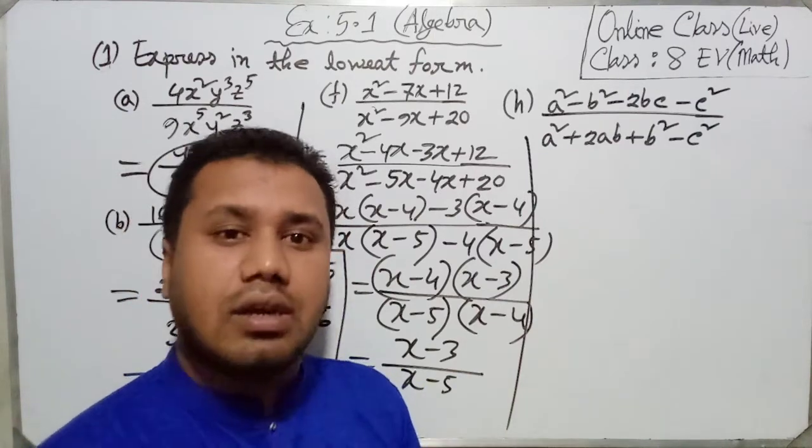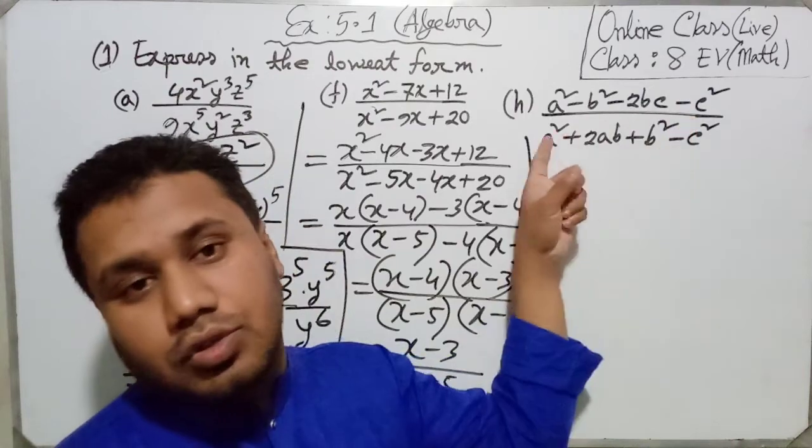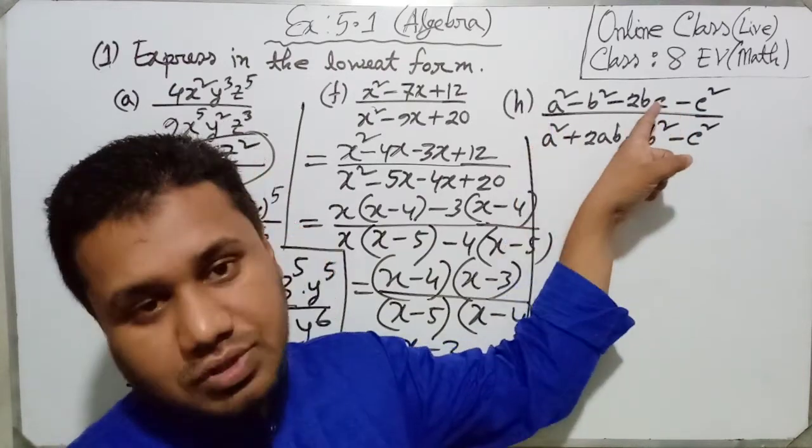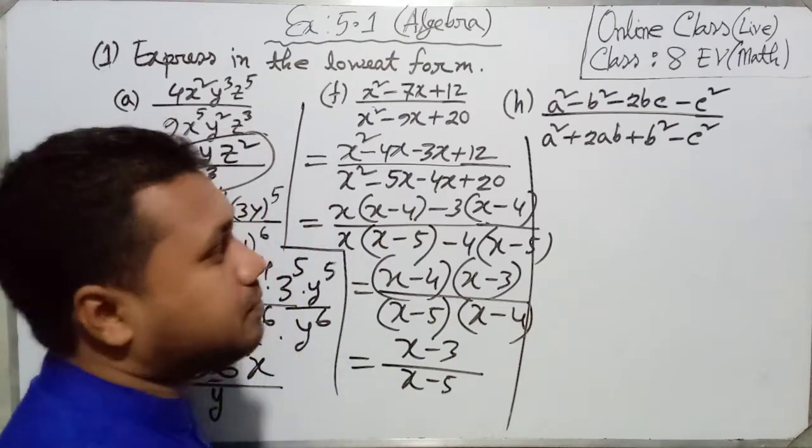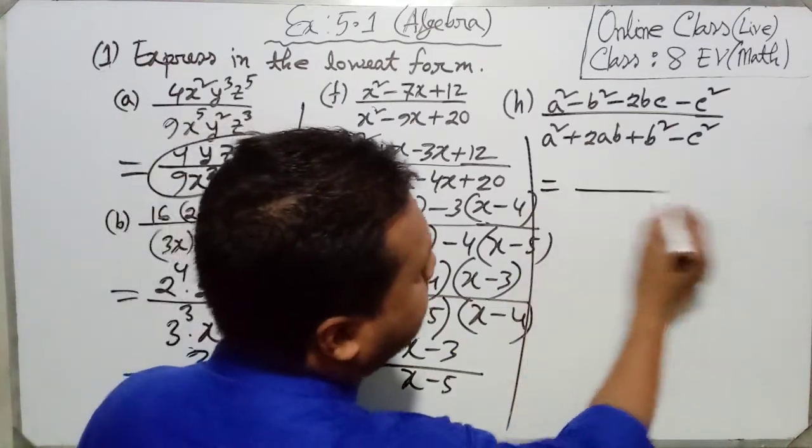A whole bracket indicates one term. There is no bracket, so we can say there are 4 terms, in the numerator and also the denominator. So we have to factorize at first. Now how can we factorize?